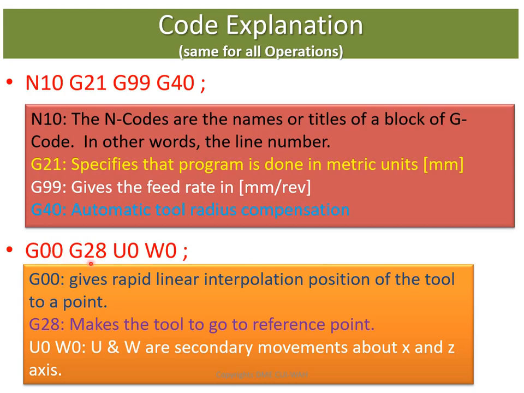G28 code is used to move the tool to a reference point. Initially, we will set a reference point for the tool. So when we use a G28 code, after the work is finished, the tool will move to its reference point, which we have set earlier. U0 and W0, these are the secondary movements about X and Z axis. These are used to move the tool in the X and Z axis according to our positioning.